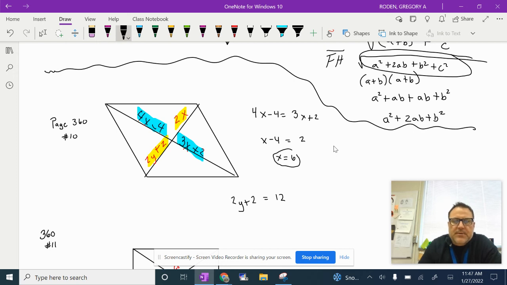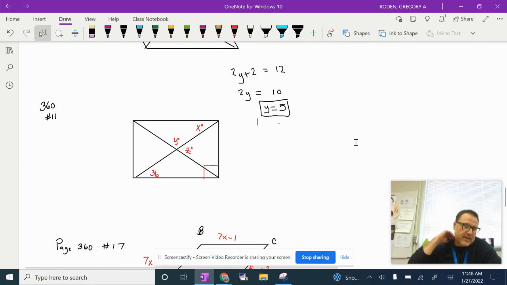And then we can just subtract 2 from both sides. So we get 2y equals 10. Divide both sides by 2 and get y equals 5. So our two solutions are x equals 6 and y equals 5.